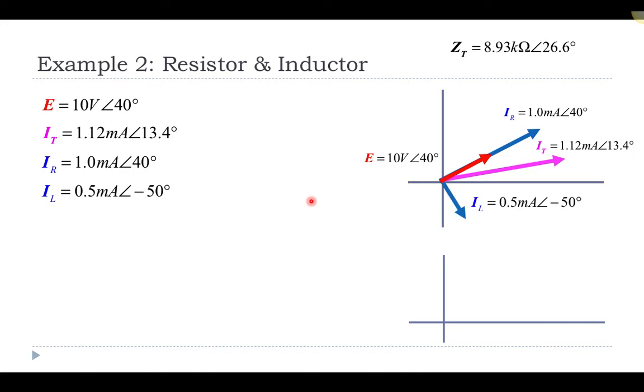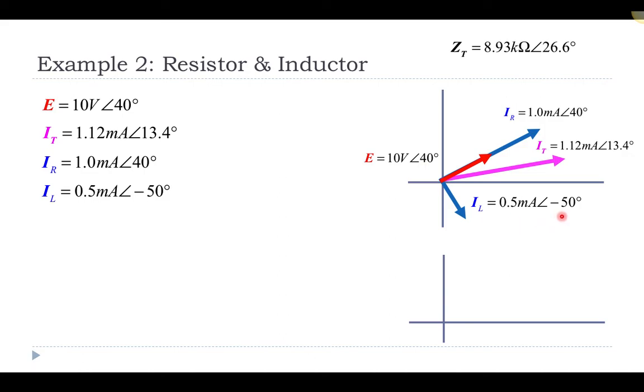On the other hand, the inductor current has an angle of -50, so it's below the axis. And one of the things that I notice is that the current through the inductor, compared to the voltage across the inductor, they are out of phase by 90 degrees. And in fact, the voltage across the inductor leads the current by 90 degrees, which it should from what we know about inductors.